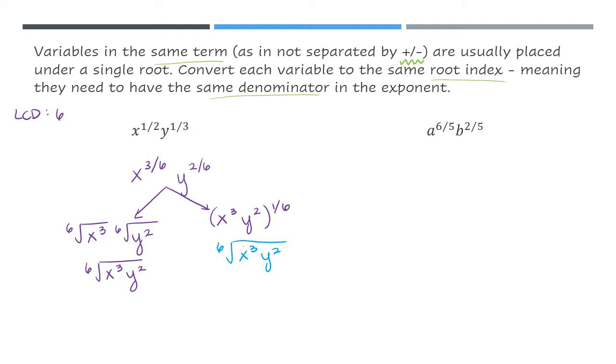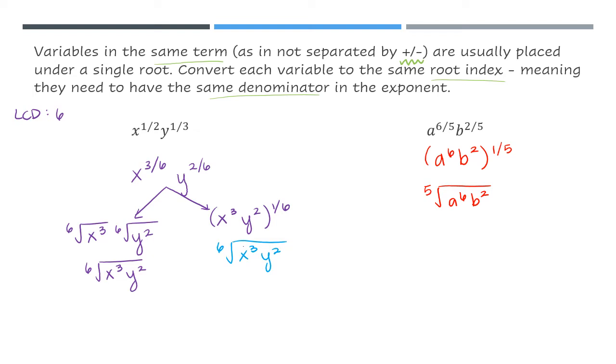Same idea over here with our second example. We've got a to the 6/5, b to the 2/5. Perhaps I'll show this just one way. I'm going to rewrite this as a to the 6th times b squared, all to the 1/5 power. To the 1/5, that's the same thing as the 5th root. So the 5th root of a to the 6th b squared.